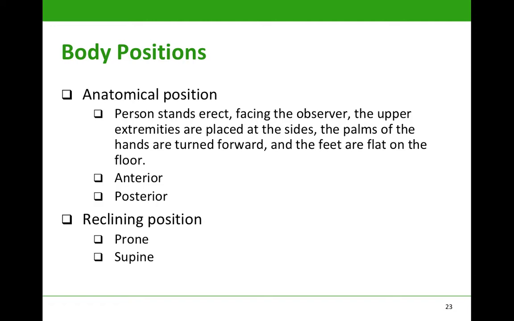When a person stands erect, facing whomever is observing them, the upper extremities will be down at their sides. The palms of the hands will be facing forward, so they'll be facing the observer. And then the feet will be flat on the floor, as we said the person is standing erect. And that is the anatomical position.